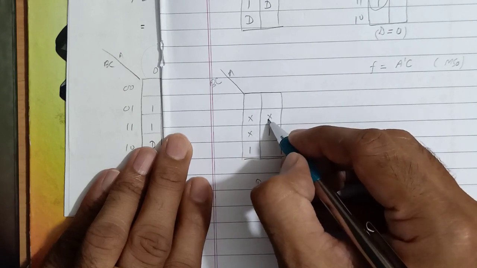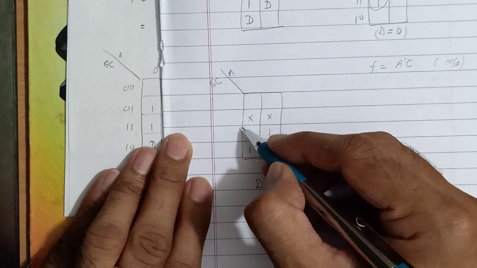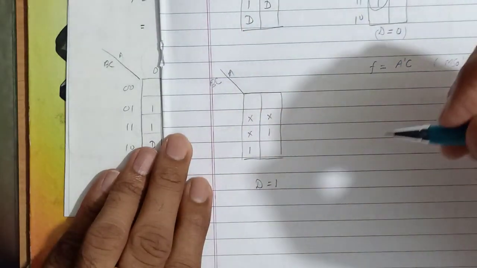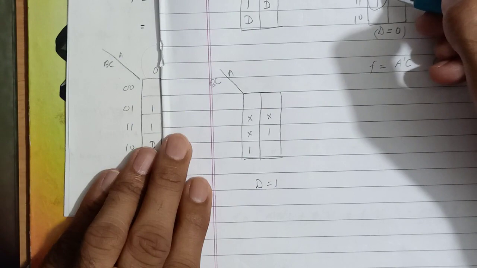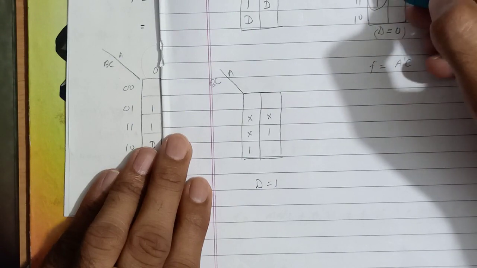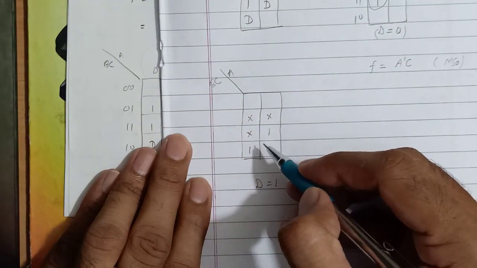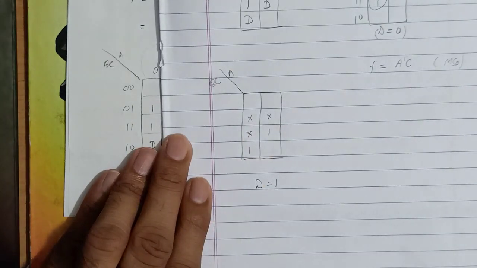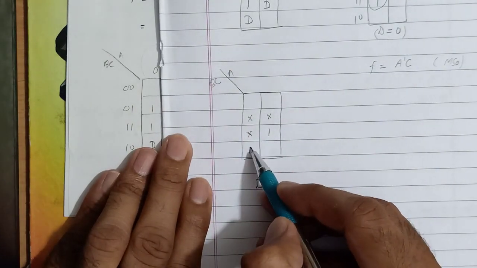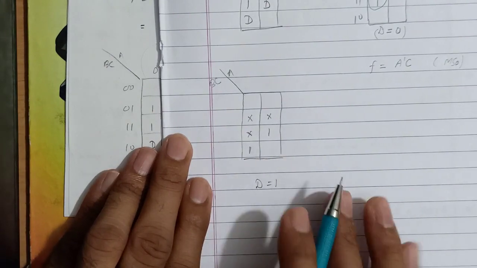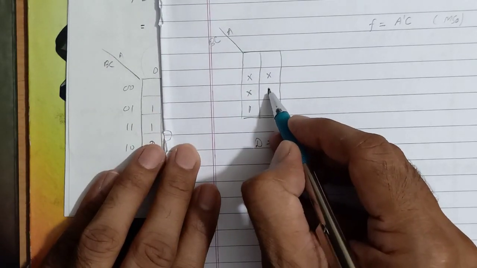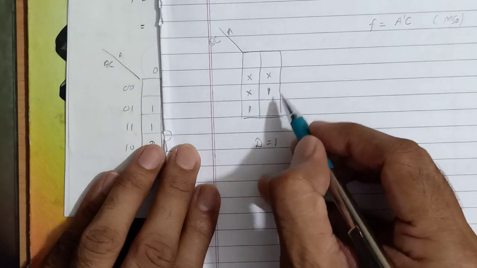This is already don't care. Why have we considered the actual ones as don't cares? Because we have already solved these ones. So now, when d equal to 1, we consider the previous ones as don't cares. Now this is the k-map, and we have to solve this k-map independently.